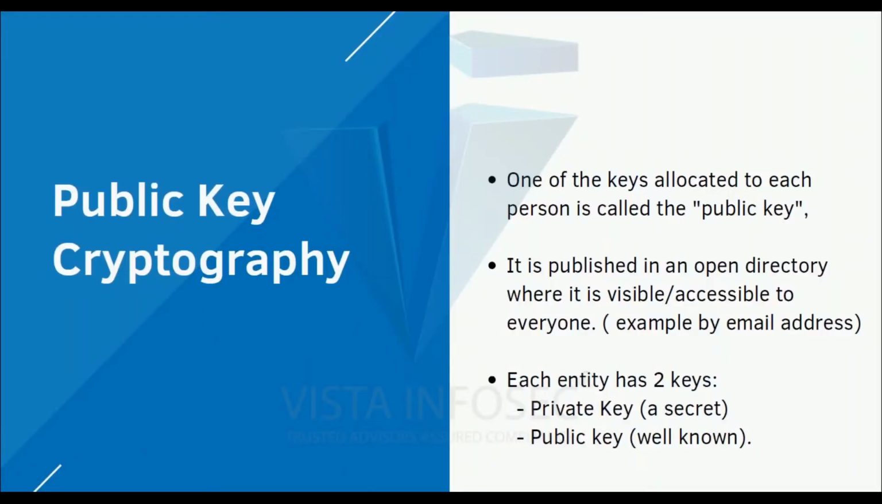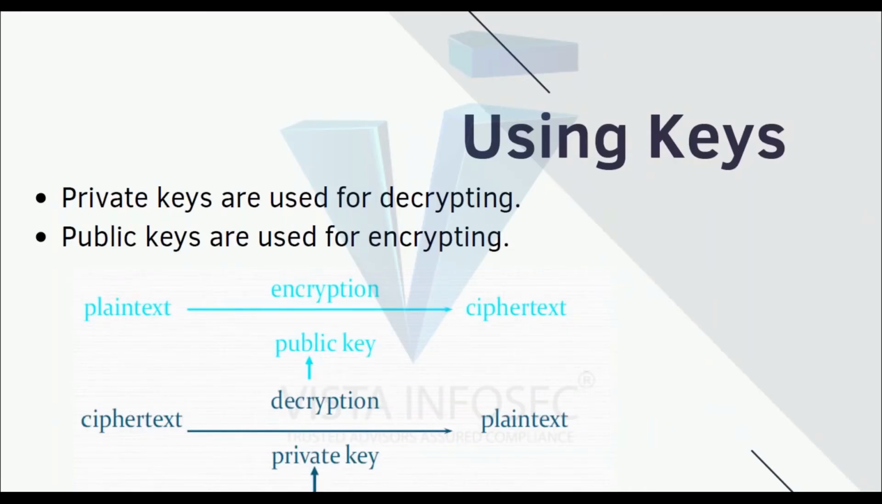And the next part is public key cryptography, what I said earlier. One of the keys is allotted to each person, also called a public key. It is published in an open directory, accessible to everybody, something like an email address. So when you take a digital signature, say from Entrust or VeriSign or whatever, so many providers are there, your public key is stored in the certification authority of VeriSign or Entrust and visible to everybody. But the private key is something that only I have. So each entity has two keys, a private key which is secret and a public key which is well known. And as I was saying earlier, private keys are used for decrypting, public keys are used for encrypting when you are sending confidential data.